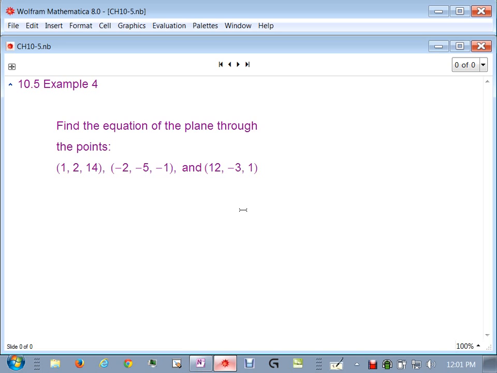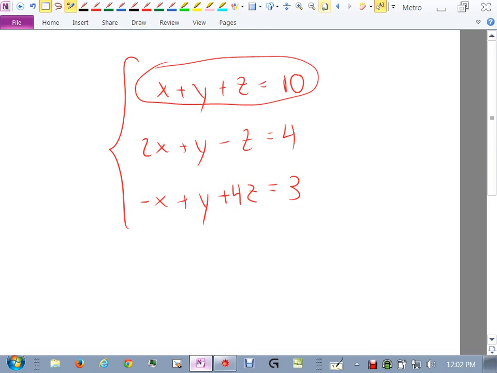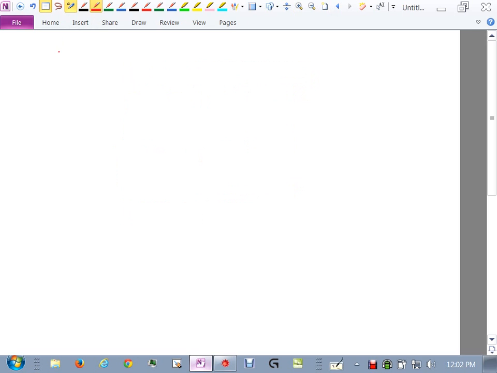Again, let's appreciate what we're doing here. Someone gives us 3 points in 3-dimensional space. It defines a plane. What's that plane's equation? So here we go. The points are 1, 2, 14. The other one, -2, -5, -1. The other one, 12, -3, 1. Any ideas how we can do this?